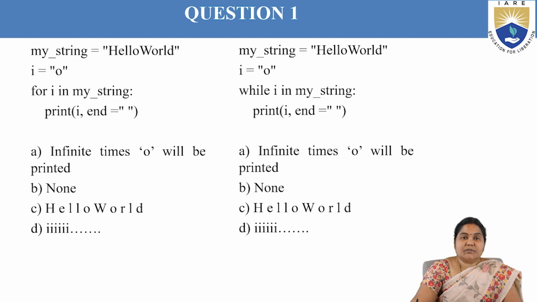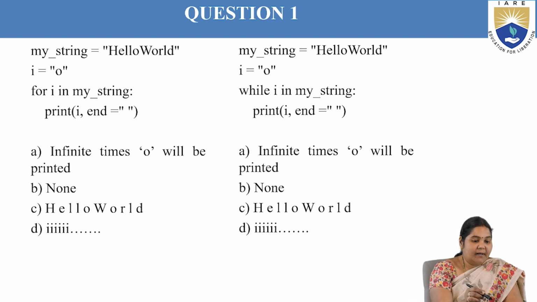Now, the first question is regarding a string and its behavior while using it in a loop. There is a string, my string, which contains hello world. Now, a variable I is a string type variable which contains the character O. For I in my string, if you want to print the value of I, then what is it going to print?